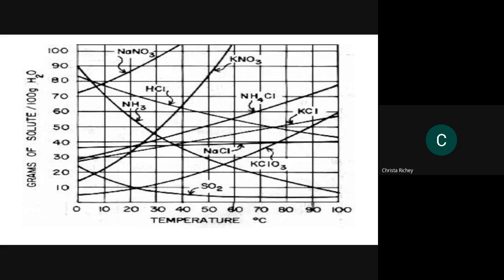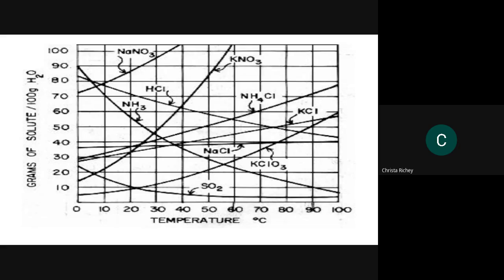The second one: how many grams of ammonia can I dissolve in 200 grams of water at a temperature of 45 degrees Celsius? So here's ammonia, and I'm going to go to 45 degrees. So that's about here. Now keep in mind, this is for 100 grams, but the question's asking you for how much? 200. So instead of 32, 32 times 2 would be what?